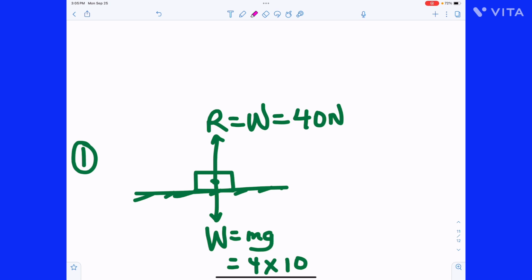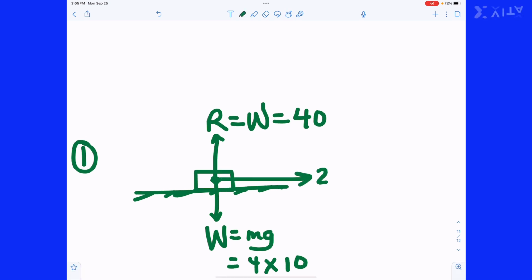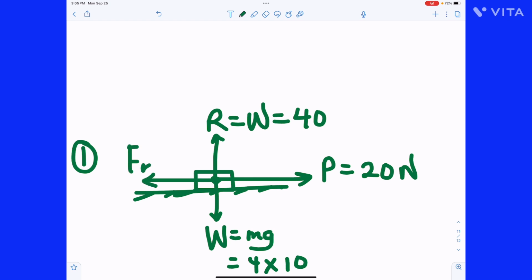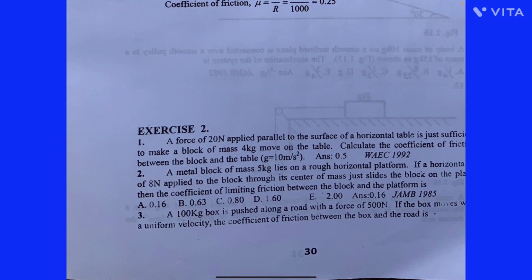This is the same because the upward force balances the downward force, since the box does not move into the surface and it also doesn't move upwards. So these two forces balance each other. That's why there's no motion in the vertical sense. Now, the force applied is 20 Newton, and the frictional force acts in the opposite direction. The question says 20 Newton is applied; calculate the coefficient of friction between the block and the table.